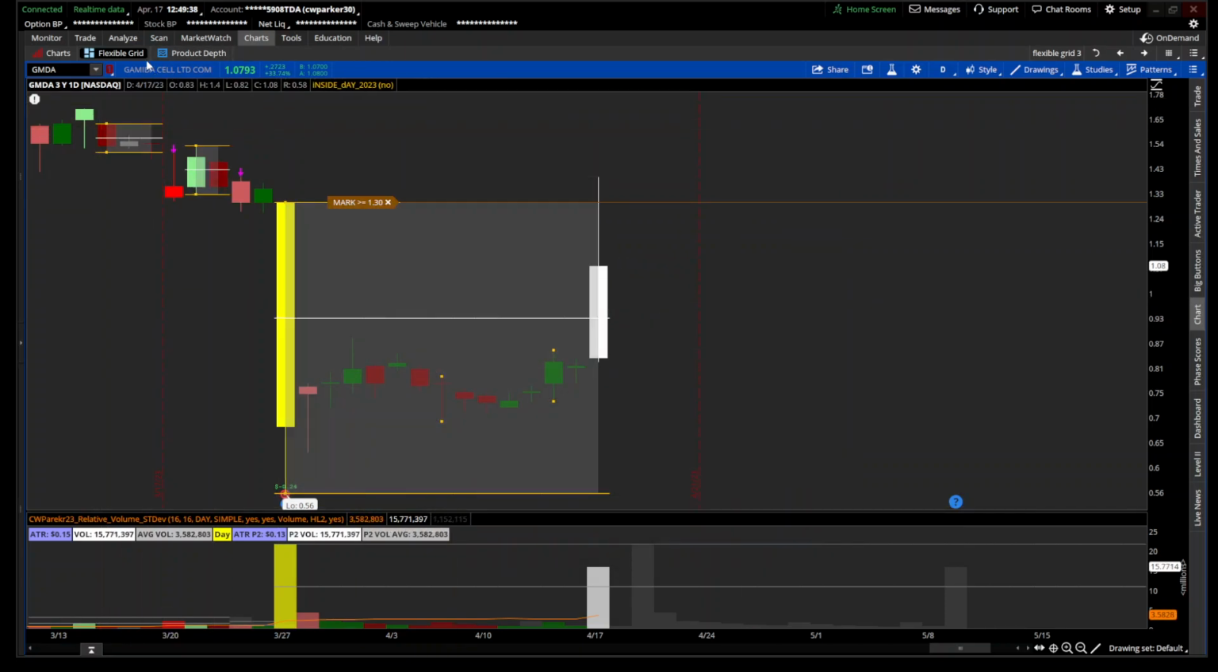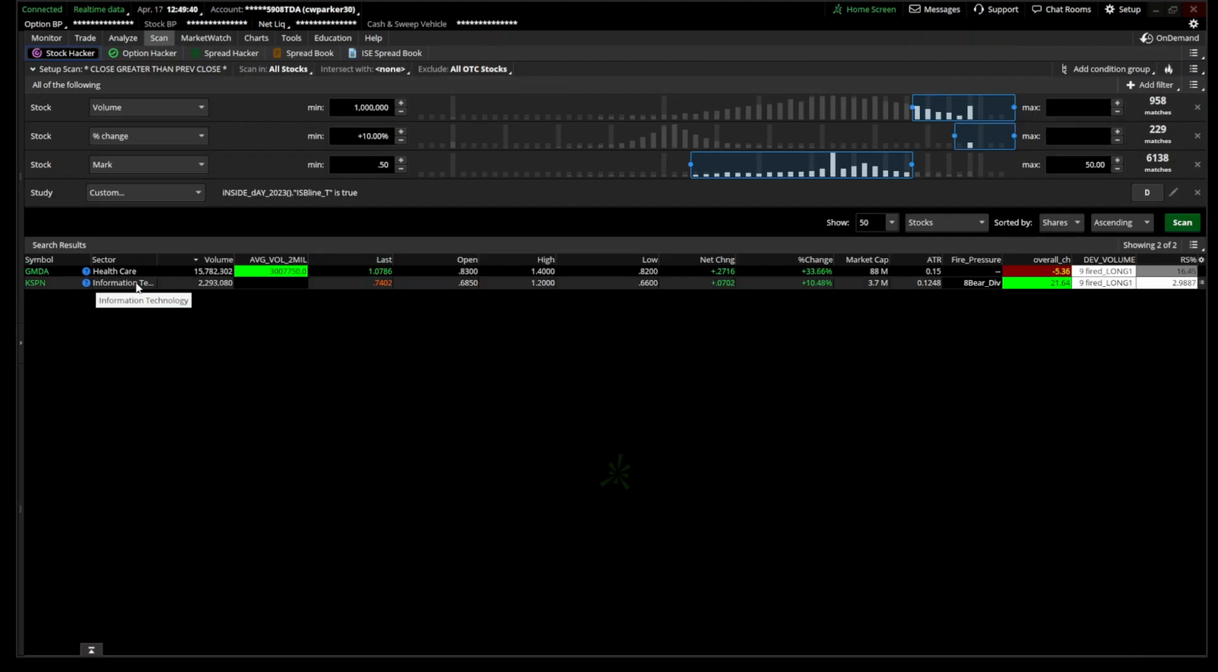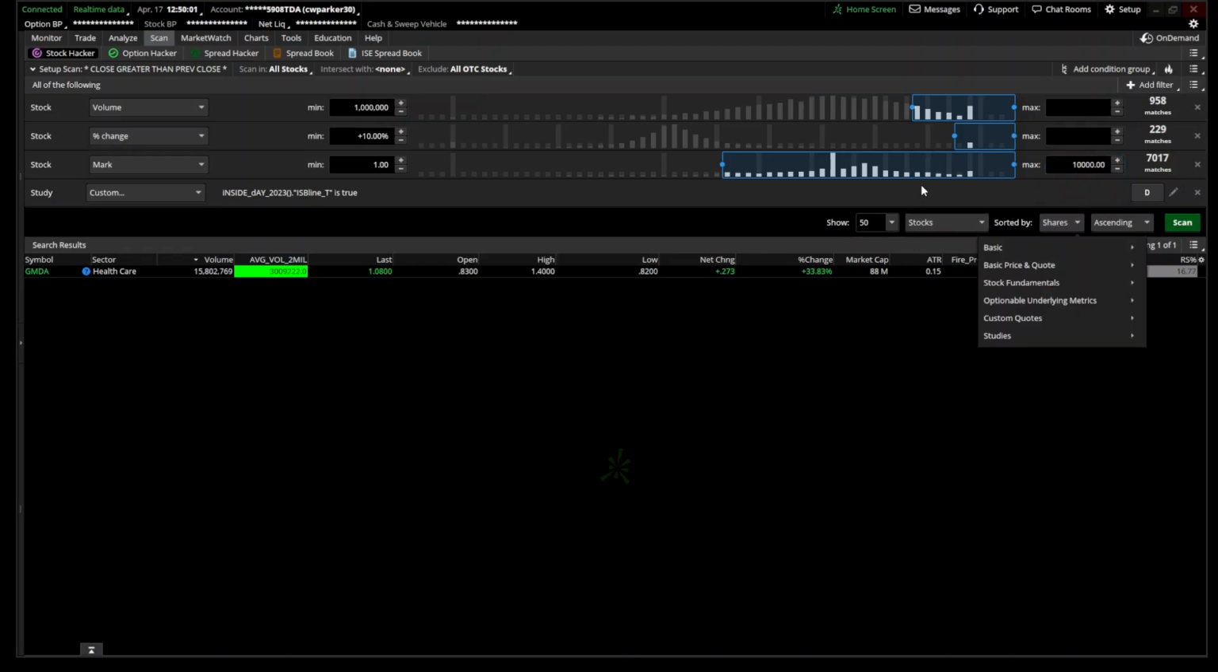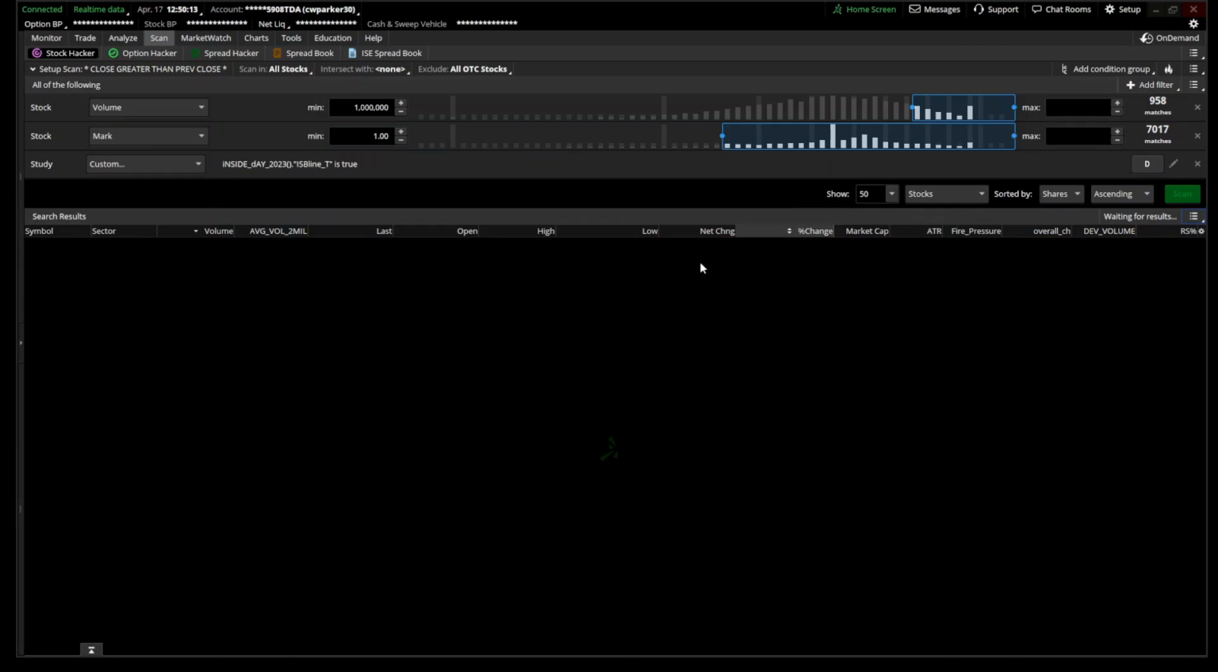So let's go back to the scanner. So those are KSPN. This is another one. I got it set for. Let's see if I change that. And is it going to find anything? No, just GMDA. Let's get rid of that. Okay, so we're unlimited now. And we're only finding GMDA. That's it. I need to get rid of percent change.